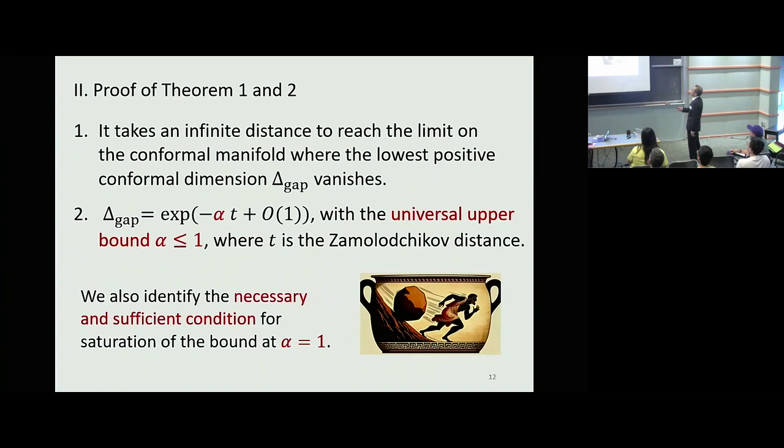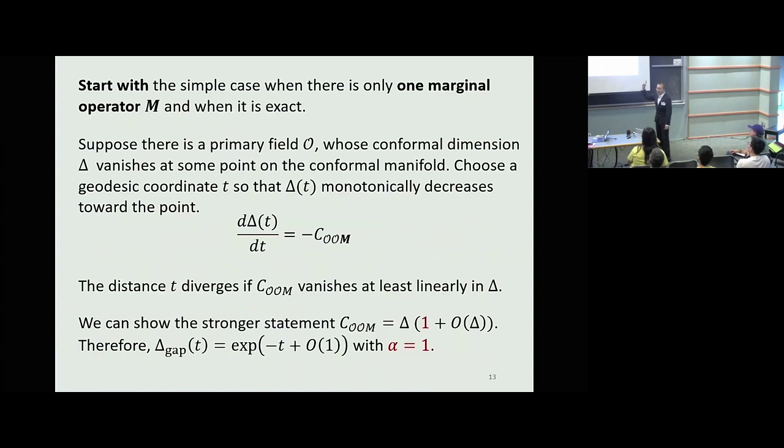That the conformal gap decays exponentially with the universal upper bound of alpha bounded above by one. We also identify the necessary and sufficient condition when this bound is saturated. Okay, so let me first prove this theorem when there is only one exactly marginal operator and when this is exact. So in this case, the conformal manifold is one dimensional. In this case, actually, we show that alpha saturates the bound at alpha equal one.